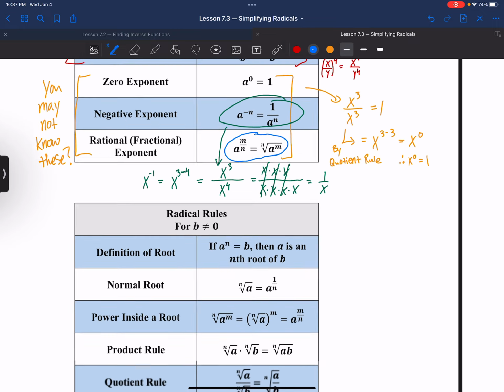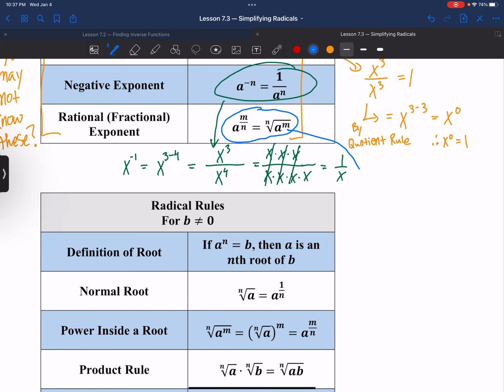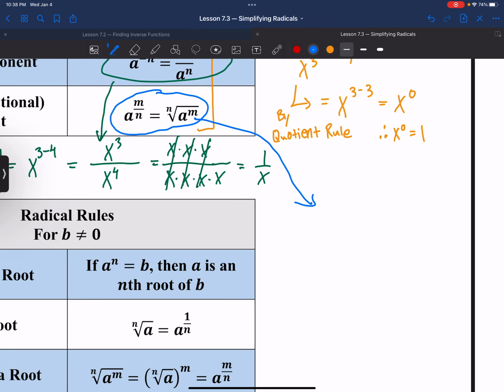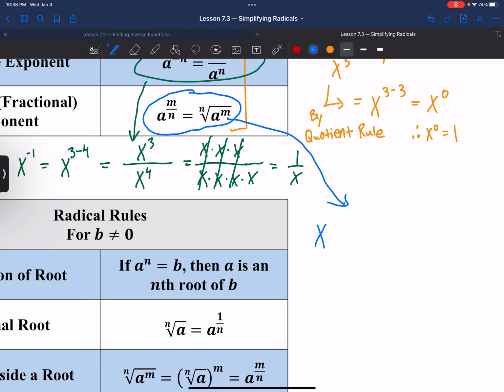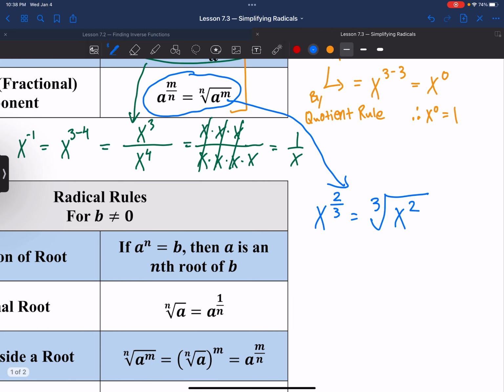But the basic idea is, I'll give you an example. We'll move in blue over here. Let's say I have x to the power of 2/3. I am going to write this as the cube root of x squared. Okay, that is basically what that rule says. X to the power of 2/3, that fractional part, the denominator, indicates the root, and the numerator indicates the exponent. I might write that down in your notes, right?